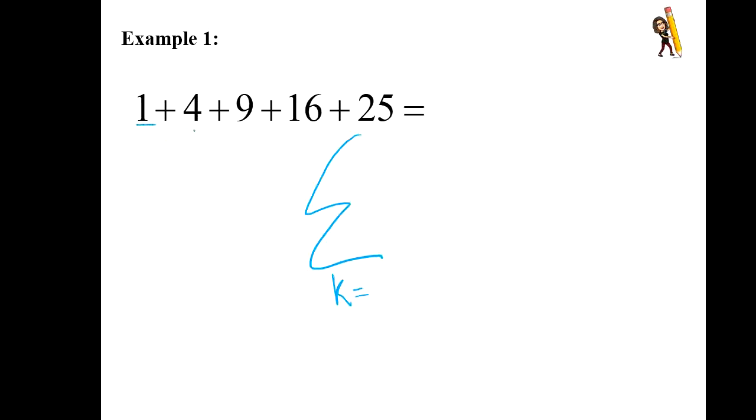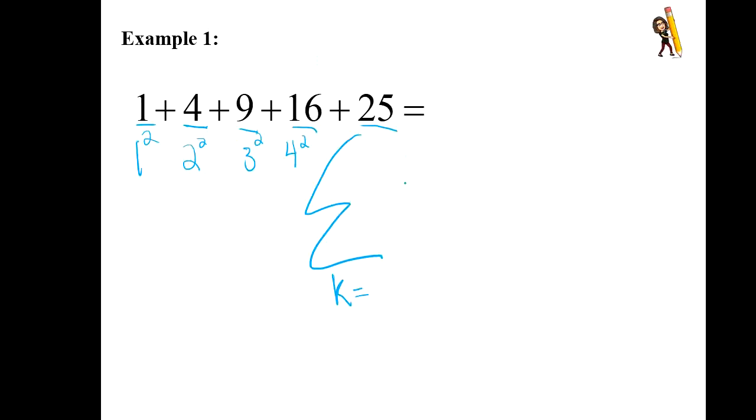So we have 1, 4, 9, 16, 25. So we have to figure out how we are moving from 1 to 4, 4 to 9, 9 to 16, 16 to 25. It doesn't seem linear because we're adding 3, then we're adding 5, then we're adding 7, then we're adding 9. So that doesn't seem like it works. But we should recognize that each one of these numbers is a perfect square. So this would be 1 squared, this would be 2 squared, 3 squared, 4 squared, and 5 squared, and so on.